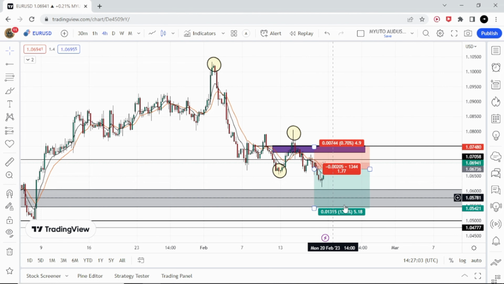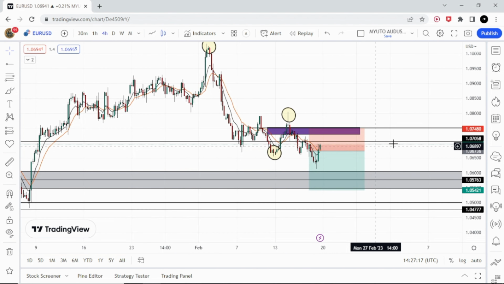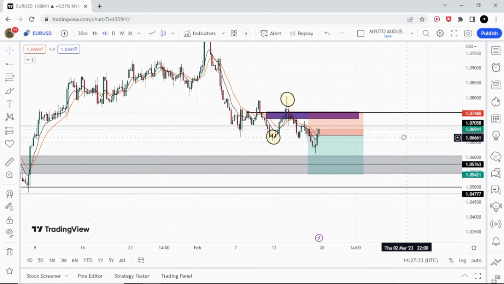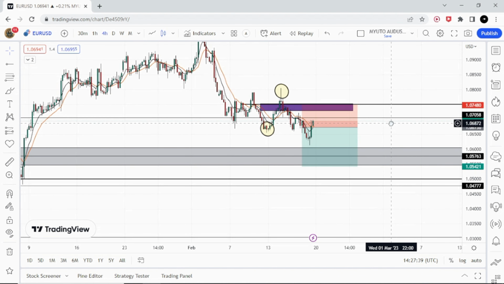So we might see price come down to 1.0642. This is where I'm expecting price to come down to. I'm still expecting it to stay below 1.0705. So let us see how price develops when the markets open on Monday. Simple and straightforward. We don't really need to overthink. If you overthink, you have analysis paralysis, where you'll be indecisive on which direction to take a trade.